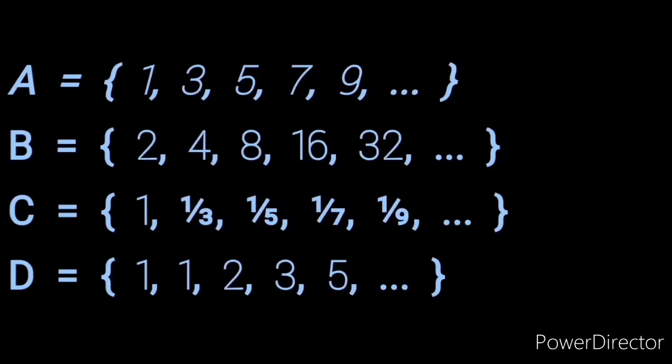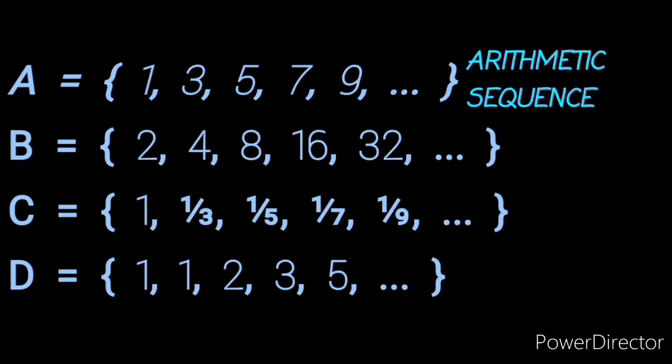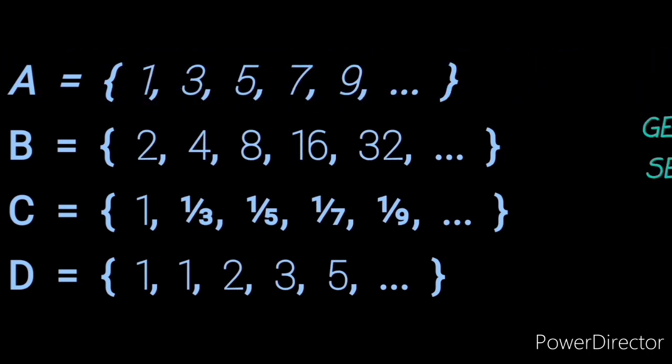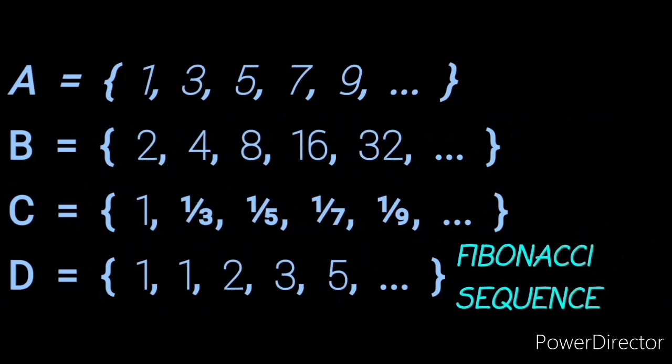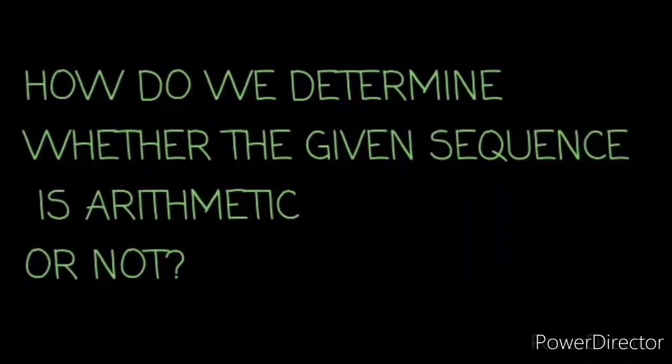Now, let's go back to these given sequences. If you chose set A as an example of arithmetic sequence, you got it. Set A is an example of arithmetic sequence, set B is an example of geometric sequence, set C is an example of harmonic sequence, while set D is the Fibonacci sequence. But how do we determine whether the given sequence is arithmetic or not?